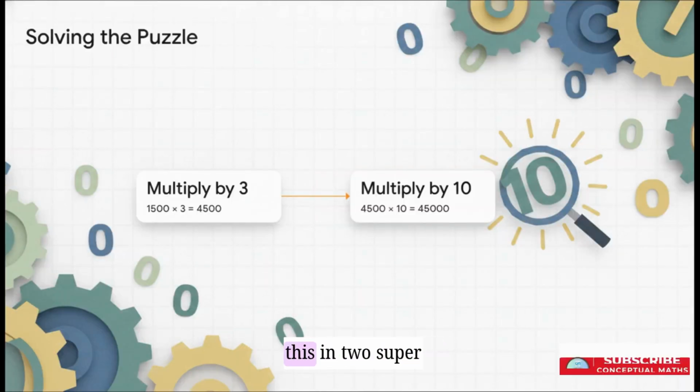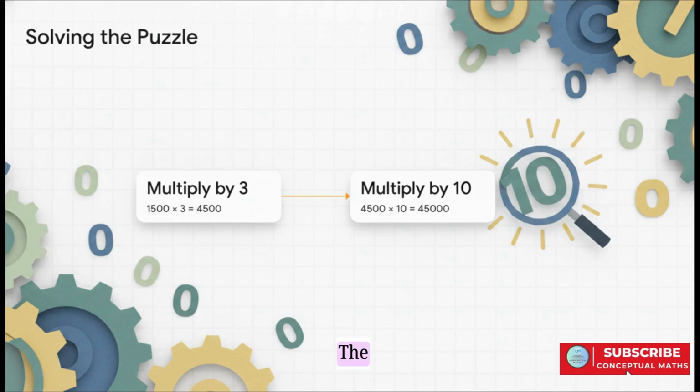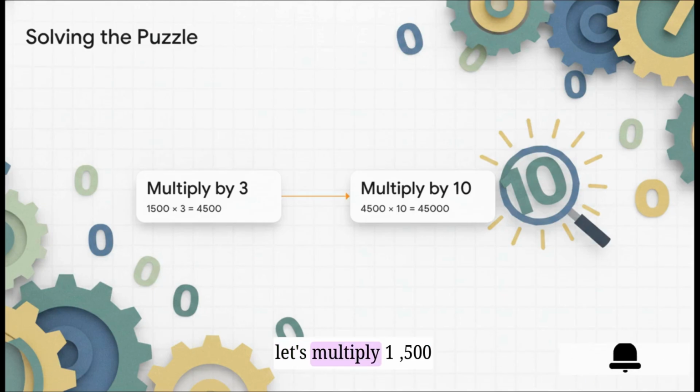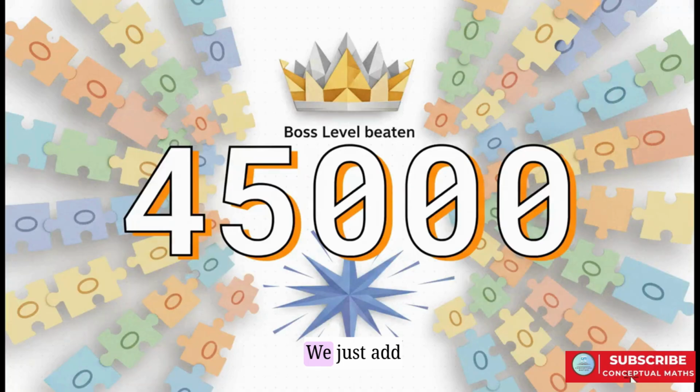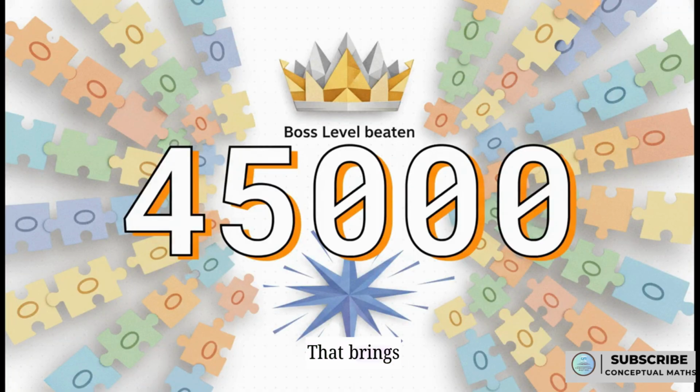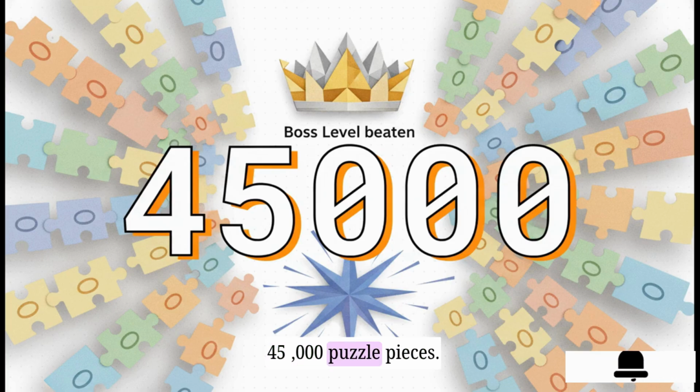We can logically solve this in 2 super simple steps. The number 30 is really just 3 times 10. So, step 1, let's multiply 1,500 by 3. 15 times 3 is 45, so that gives us 4,500. And then step 2, we take that 4,500 and multiply it by 10. And hey, we know the magic rule for 10. We just add a single zero. That brings us to our absolute final answer, 45,000 puzzle pieces.